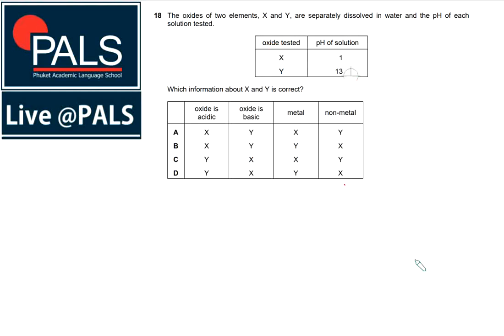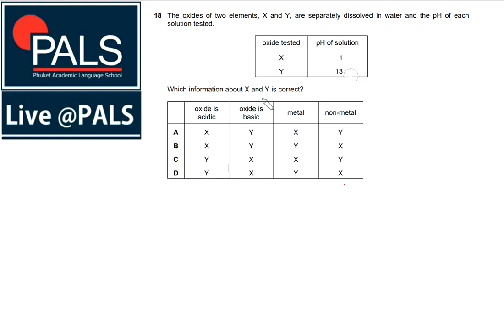The oxides of two elements X and Y are separately dissolved in water, and the pH of each solution is tested. So you have here X, the pH of the solution is 1, and Y, its solution pH is 13. More or less, X is acidic and Y is basic.